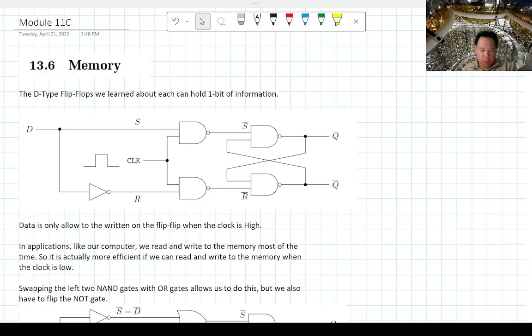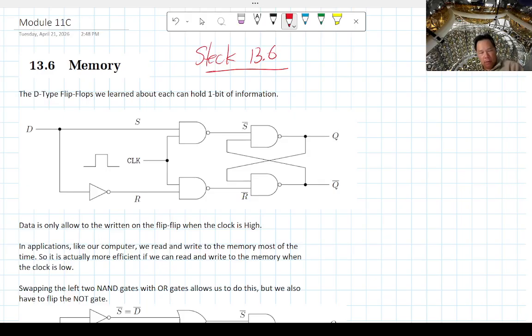Everyone. So we're going to wrap up chapter 13 in Stec, 13.6 on computer memory, and a little bit of discussion on microprocessors and how they interact with memory. So let's start off with computer memory first.